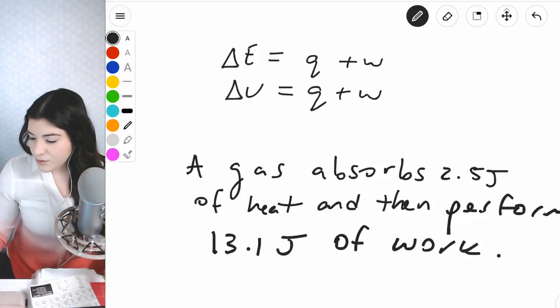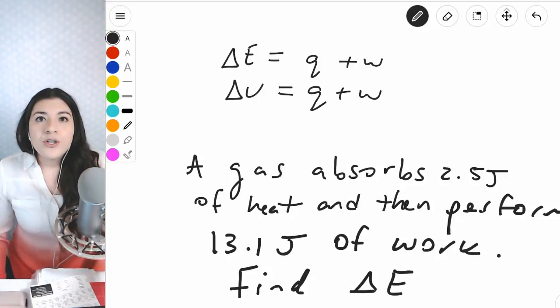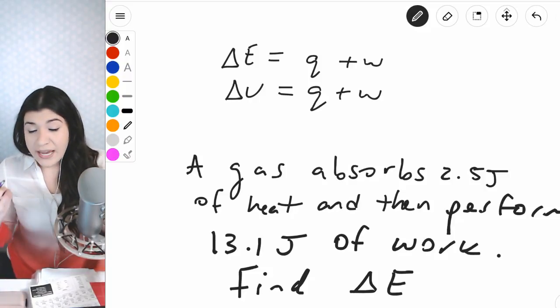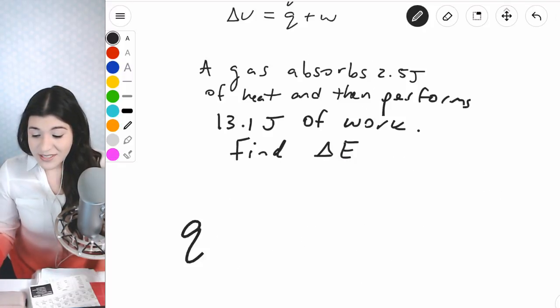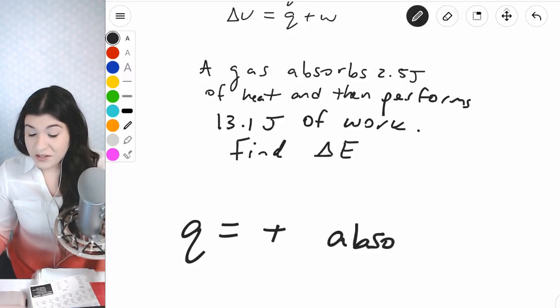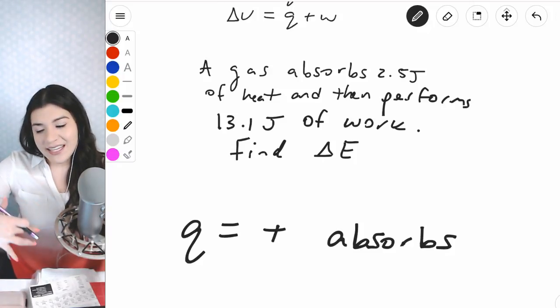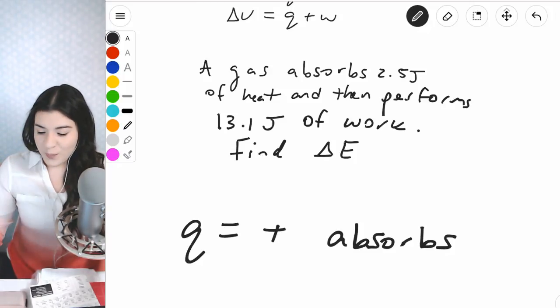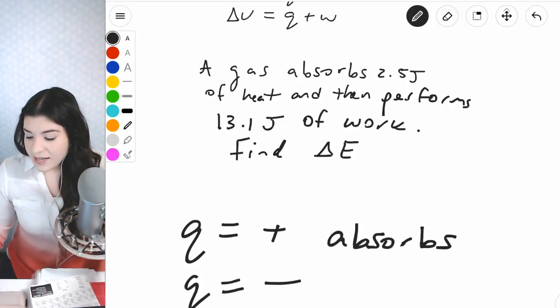And then they're asking you to find your change in internal energy. Whenever you are absorbing any sort of heat, that means it's going to be positive for your heat. Any single time you see the word absorbing, or you're gaining heat, it's going to be positive. Anytime you are releasing heat or losing heat, it will be negative.